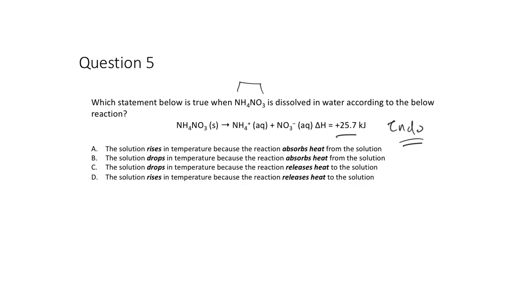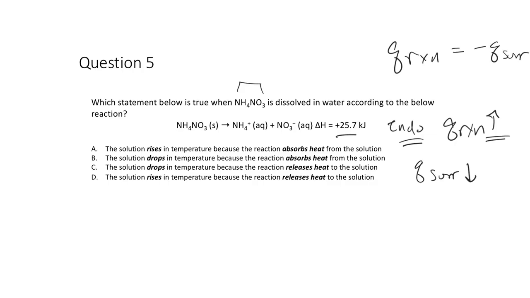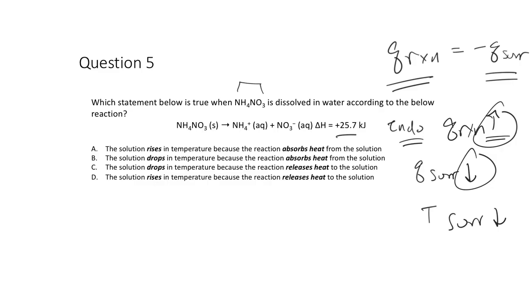Where does it get the heat from? It's the heat from the solution, the heat from the surroundings. So the heat of the surroundings drops because the heat of the reaction here is endothermic and increases. So my Q reaction, whether it's exothermic or endothermic, the heat of the reaction is always the opposite sign of the heat of the surroundings. So a reaction that absorbs heat gets the heat from the surroundings. The temperature of the surroundings, therefore, has to drop. So the solution temperature should drop because the reaction absorbs heat from the solution when it takes place.